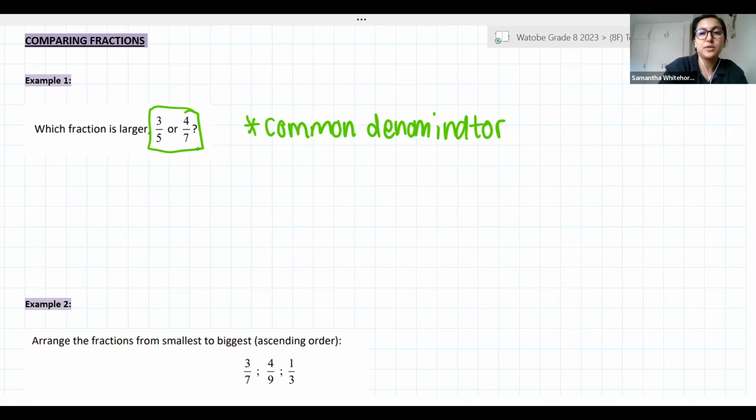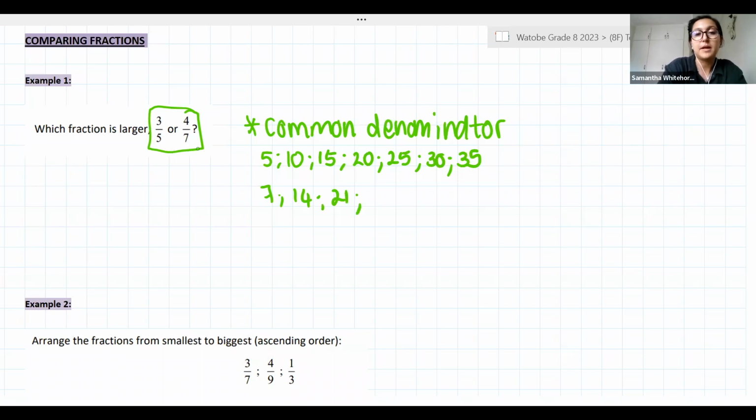If you struggle with that, guys, think about your multiples of each number. So 5, 10, 15. When you write out your multiples for each of these denominators, you want the first number that is in common: 7, 14, 21, 28. And as you can see, the first number that appears in both is 35. So that is my common denominator.